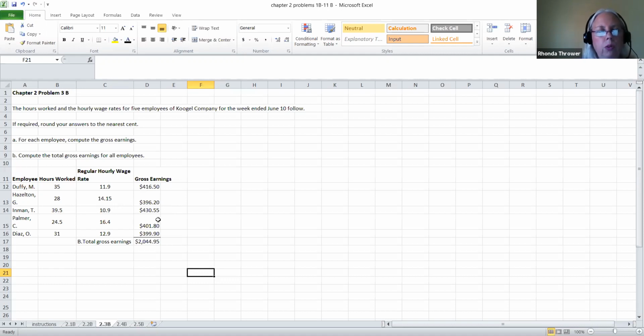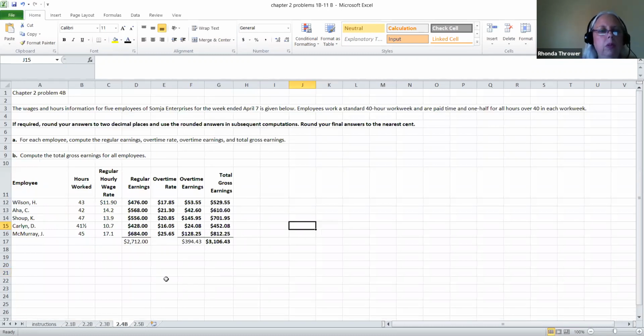gross earnings. The gross earnings are the earnings before any deductions have been taken out. Now, this could also have been called the regular gross earnings because there's no overtime that we're paying to any of these employees. They didn't work over 40 hours, so we don't owe them anything for overtime. So the total gross earnings for all of the employees added together is $2,044.95. So that's all I want to say about this particular problem.